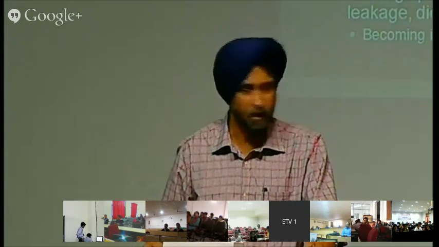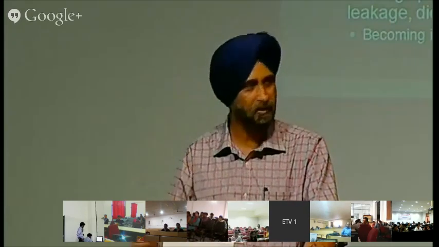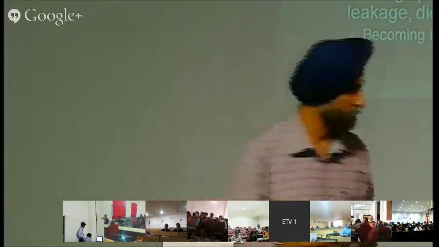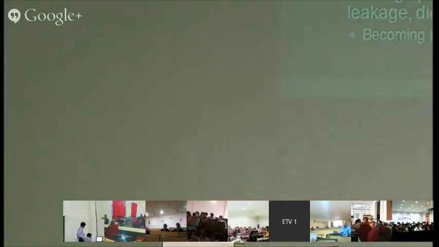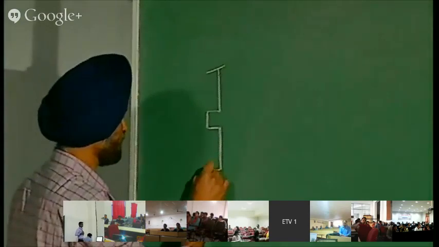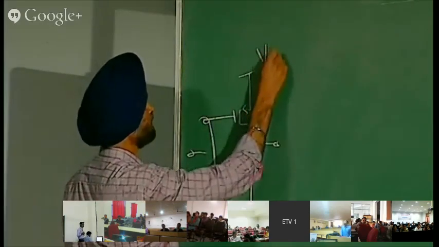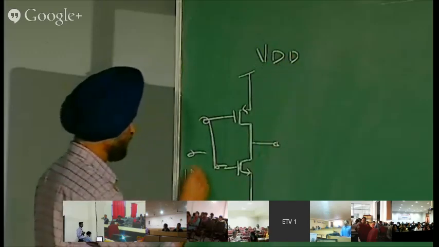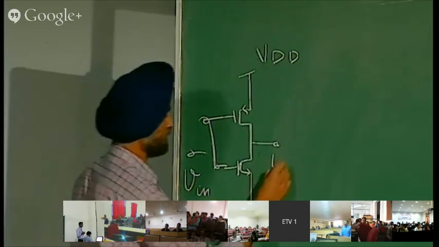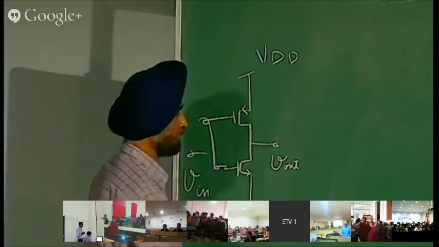If you want, I can explain this concept on the board, just for your clarity. Why CMOS became popular is that it consumes less power. This is a CMOS gate, this is VDD, this is Vin, this is Vout. Now if I draw this, it will be like this.